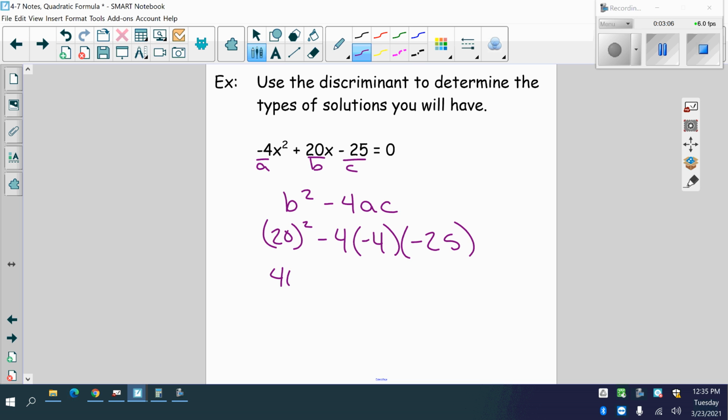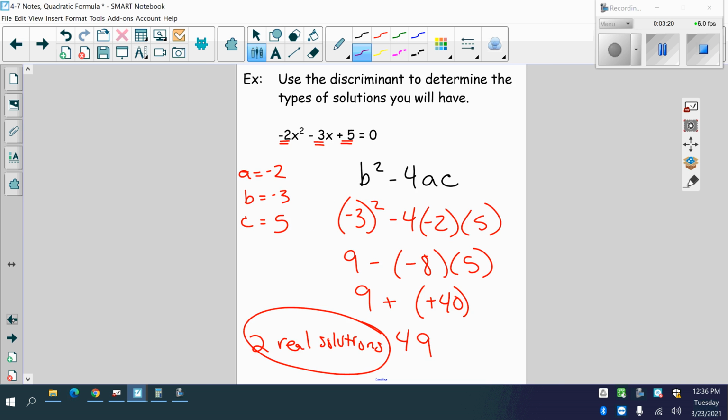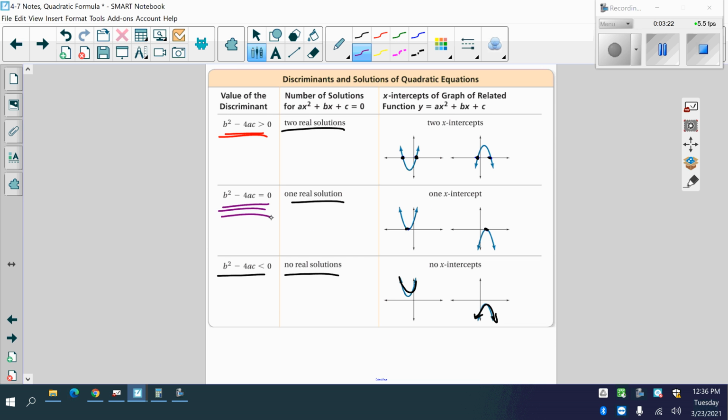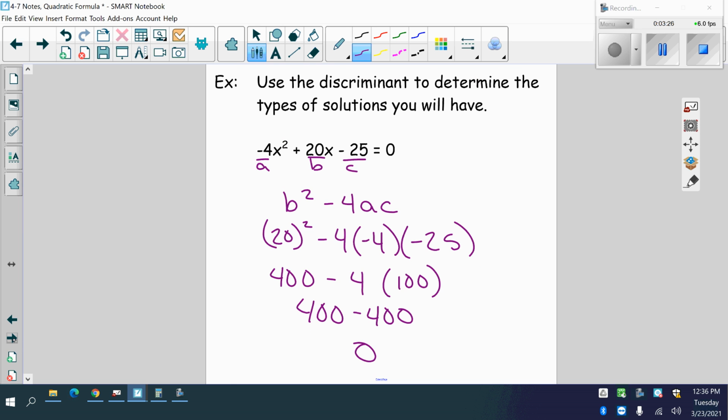20 squared is 400, minus 4 times 100, because -4 times -25 is positive 100. So I have 400 minus 400, which is 0. If you look back, what does that tell me? That means I have 1 real solution to this quadratic, and it's also going to be the vertex of the quadratic.